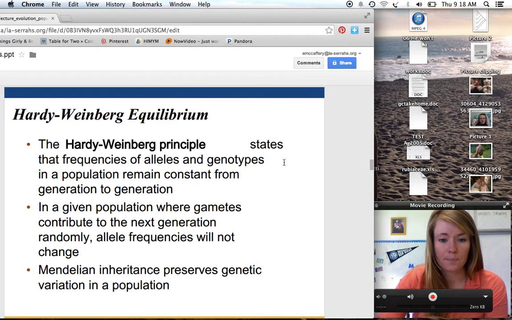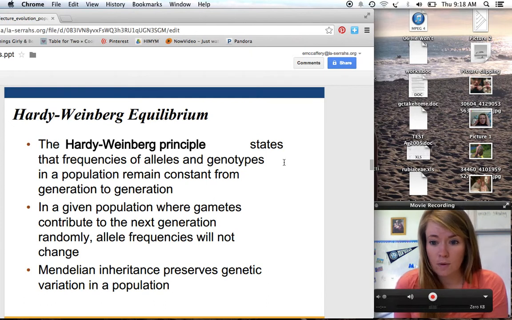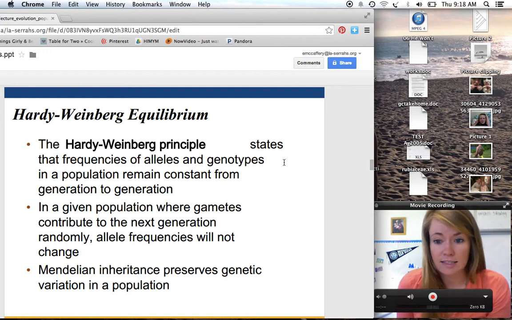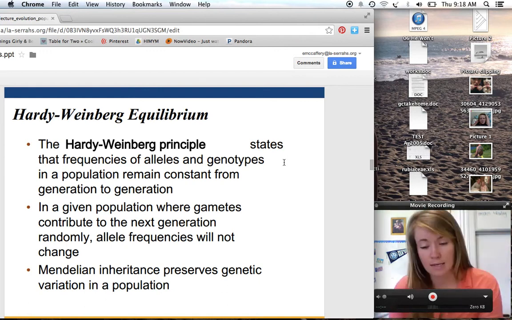Okay, so the Hardy Weinberg principle states that frequencies of alleles and genotypes in a population remain constant from generation to generation. So in a situation where there's random mating happening, the likelihood of the allele frequency staying the same is 100%. So the number of P's and the number of Q's is going to stay the same from generation to generation.